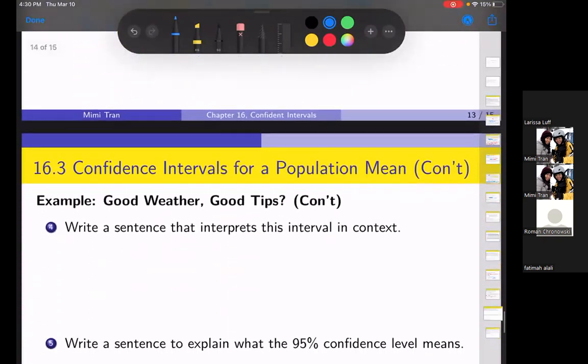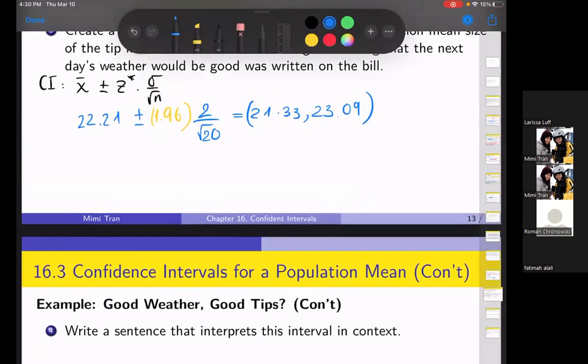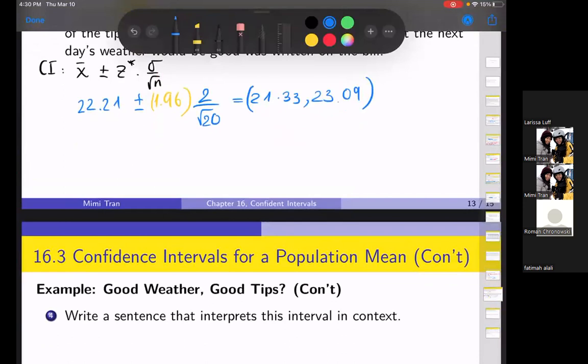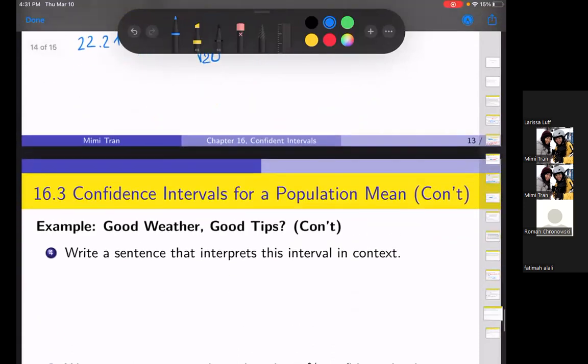Write a sentence that interprets the interval in context. Do you guys want to give it a shot? Oh, yes, you can use your calculator. You are always allowed to use a calculator. And sometimes I'm going to allow you to use a computer as well for the binomial. I think for this exam, I'm going to ask you to use a computer as well, okay? You just have to turn around so I can see. But you are always allowed to use a calculator.